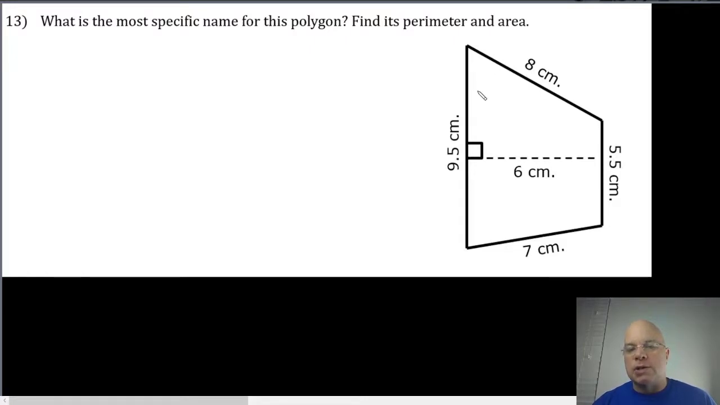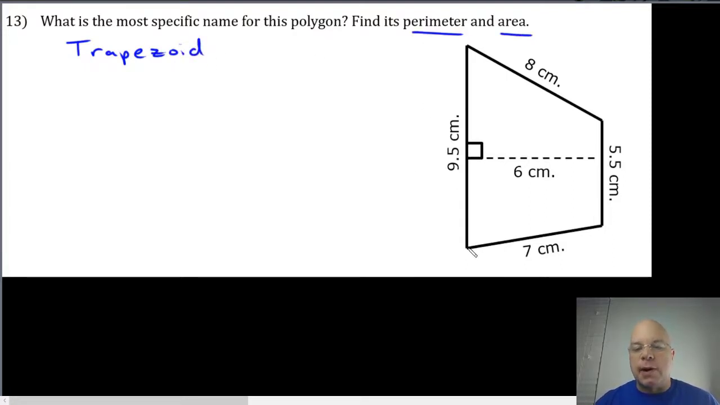The only other question is, is it a special kind of quadrilateral? These sides are not parallel. They would intersect eventually. But this left and right side are parallel. So a quadrilateral with exactly one pair of parallel sides is a trapezoid. We're then asked to find its perimeter and area.